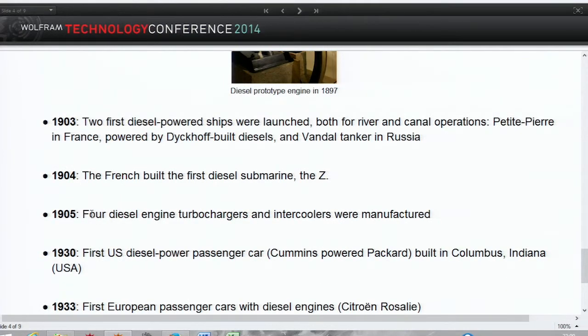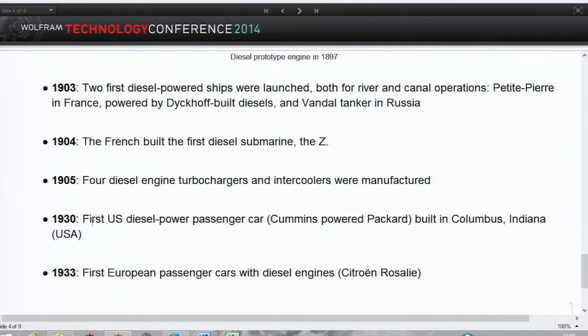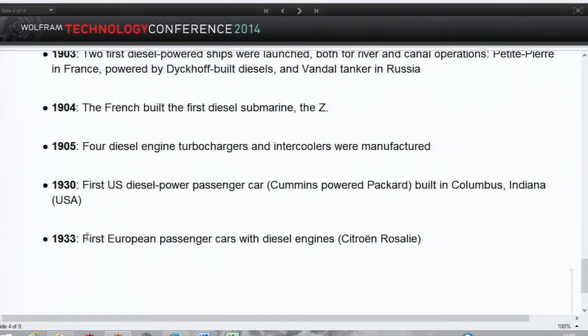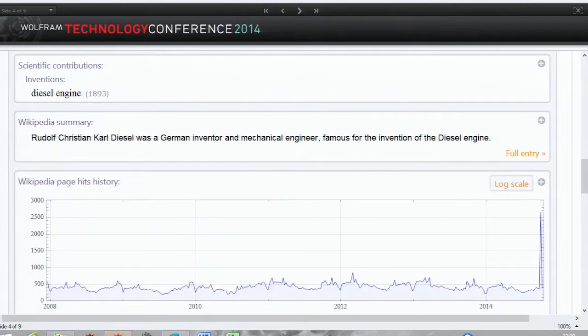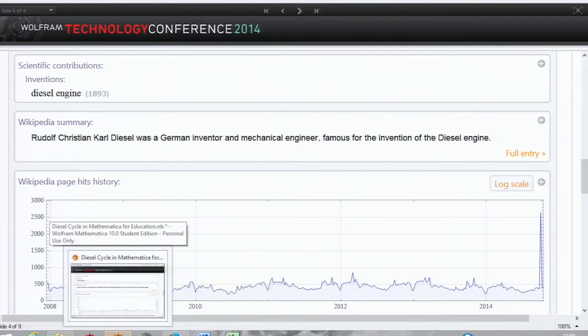In 1905, diesel engine turbochargers and intercoolers were manufactured. In 1930, the first US diesel-powered passenger car was constructed, built in Columbus, Indiana, in the USA. And the last piece of information: the first European passenger cars with diesel engines were constructed by the Citroën company. So that's all about the theoretical background, and now my colleague will describe the implementation of the diesel cycle in the software Mathematica.